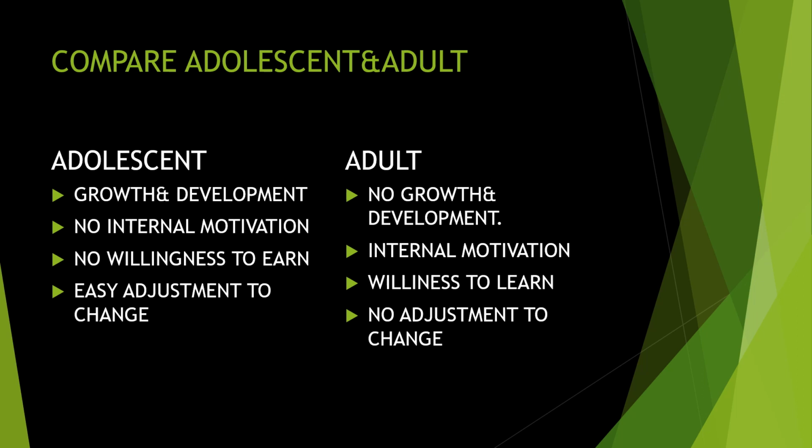Then willingness to learn: they are already ready to learn the matters. It comes from inside. They decide to do some PGs, some extra classes, or PhDs or some other courses, whatever they are taking. It is according to their willingness. It is not compulsion from outside. No adjustment to change. They never adjust, because they are already physically and mentally developed. So they cannot change themselves. They are not able to adjust to the changes. That is what we can see in the case of adults. So that is the difference between the adolescent and the adult learners.